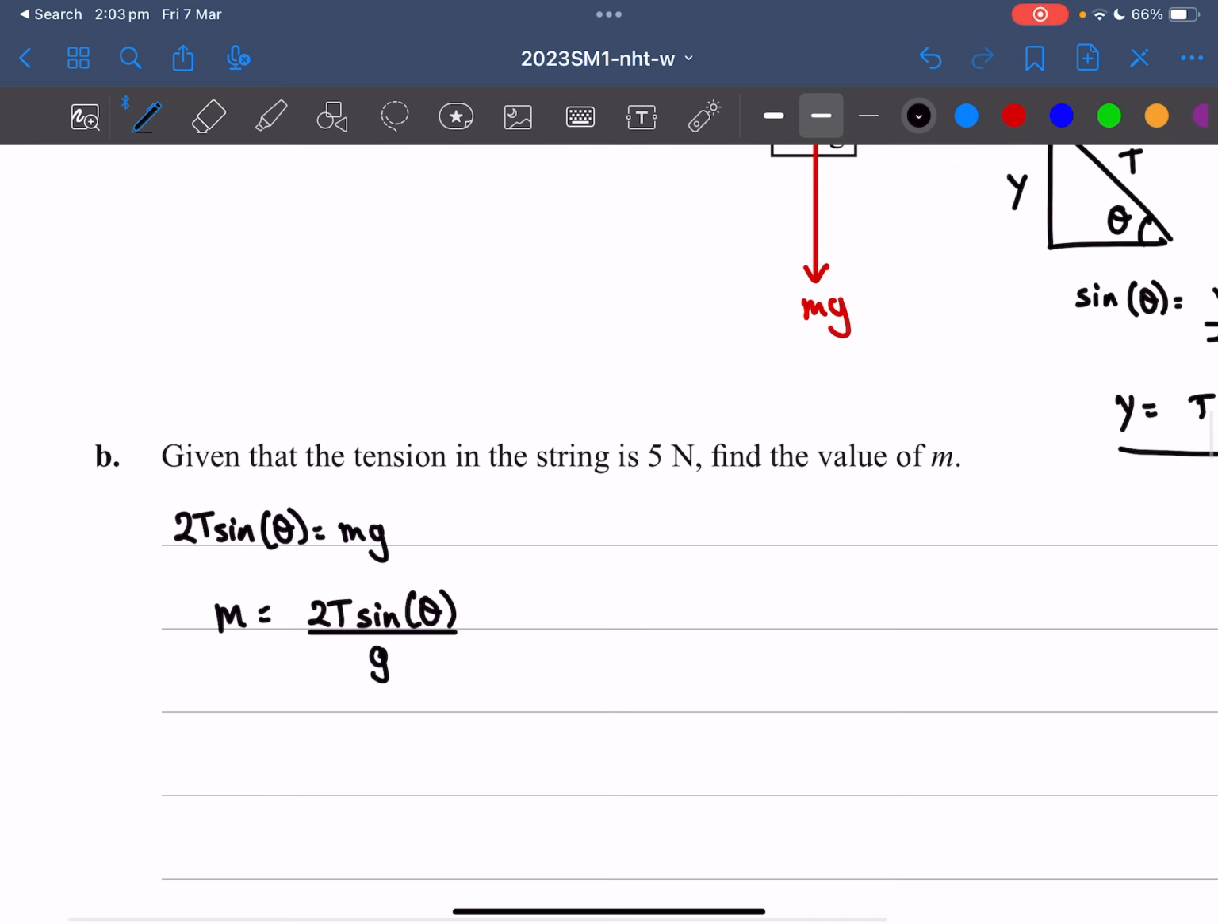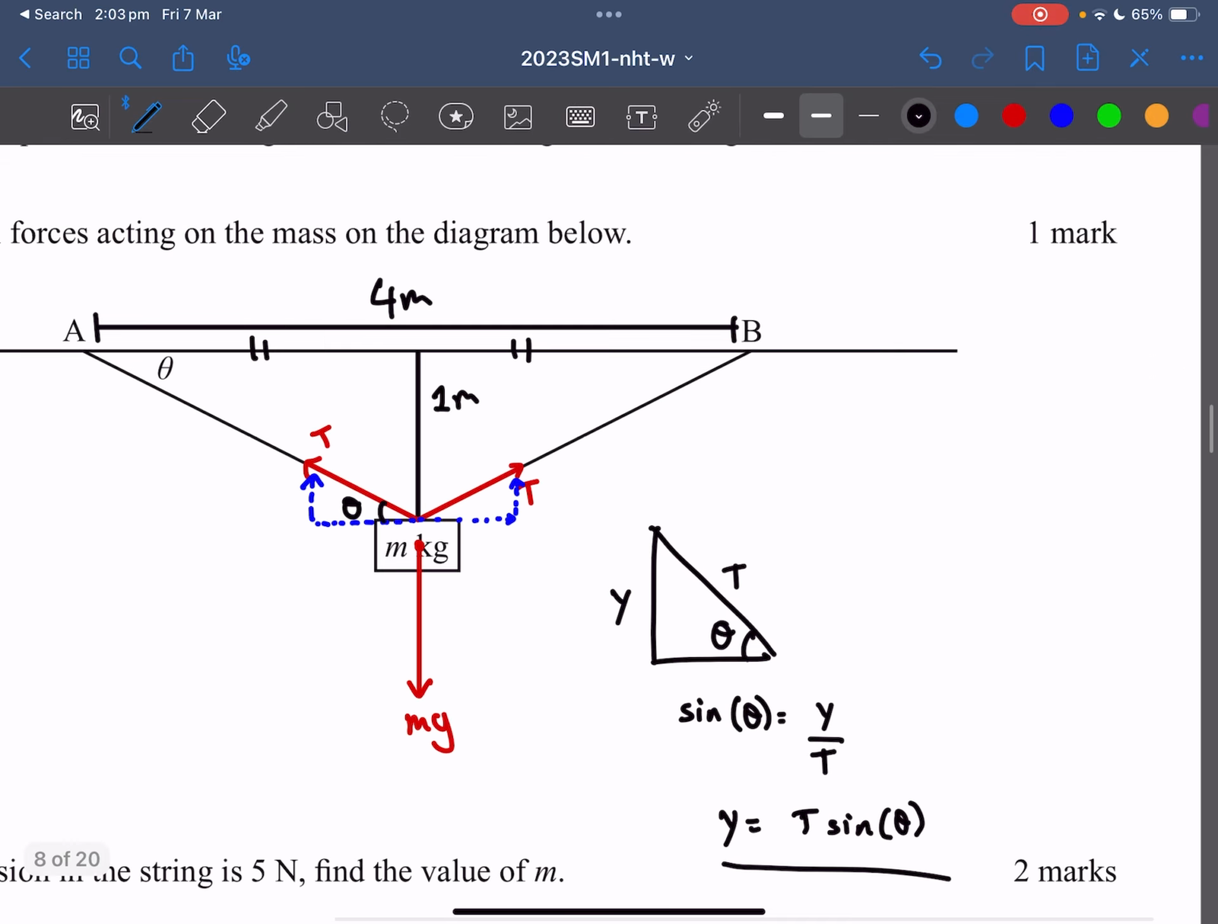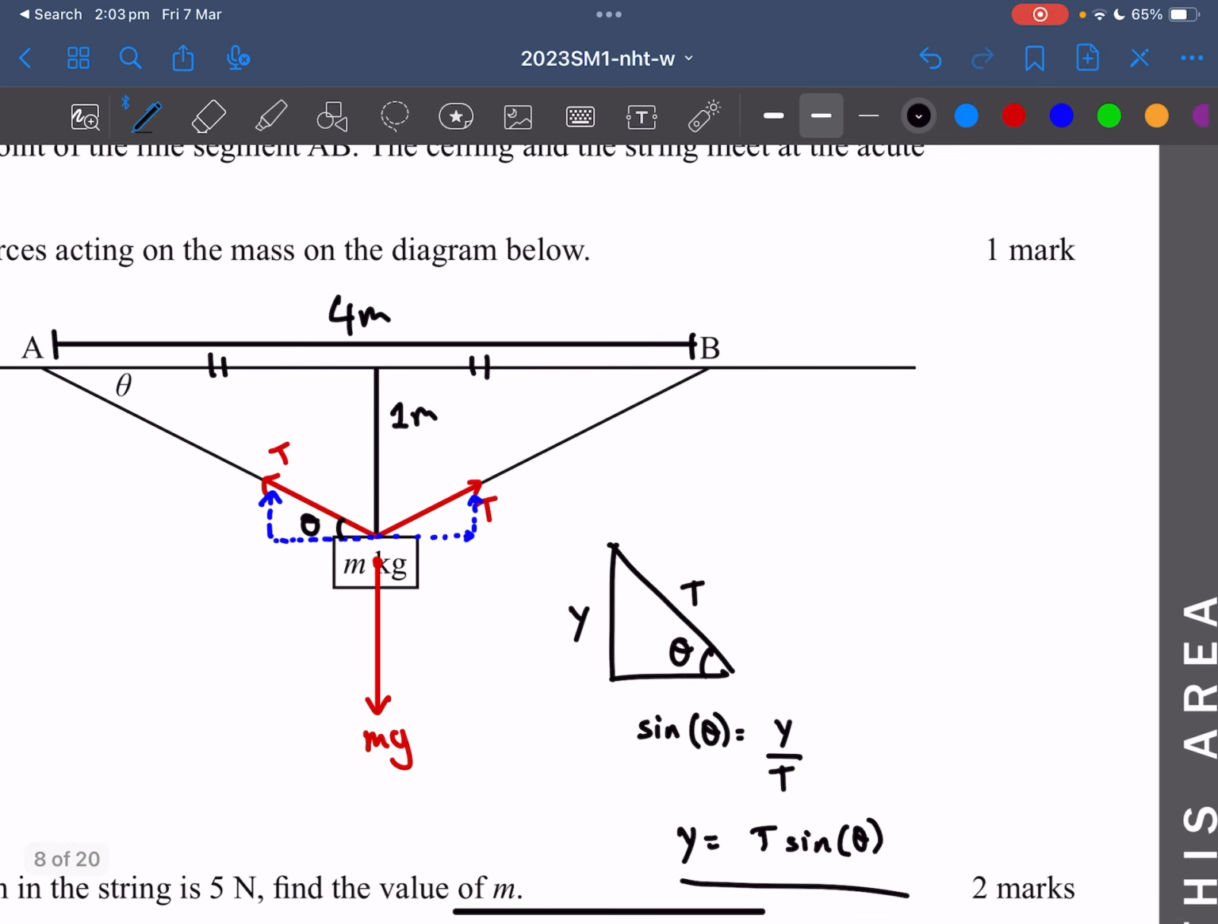Now we have every single value: we know the value of g, which is 9.8. We also know the tension, which is 5 newtons. What we don't know is the angle itself. So without knowing what sine theta or theta is, we can't proceed. But we do have enough information to calculate it, because if we look at this, let me use another color.